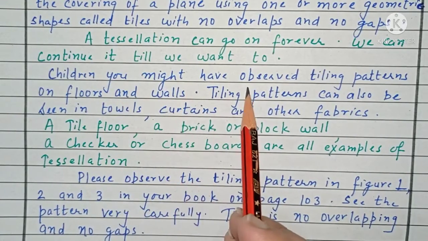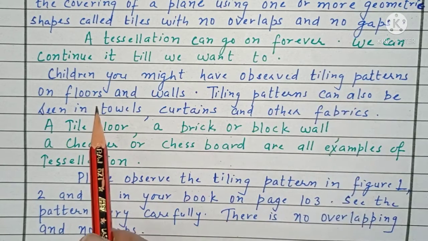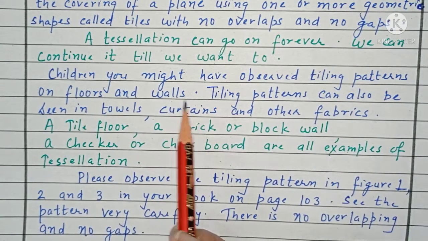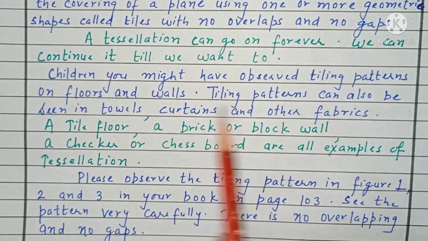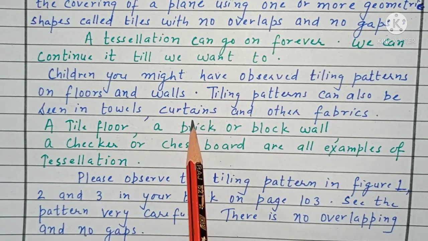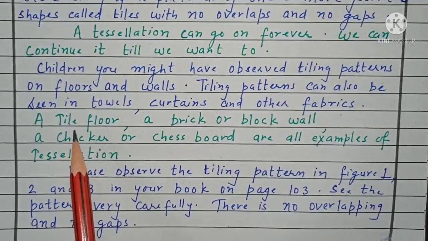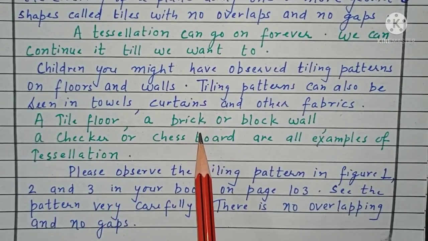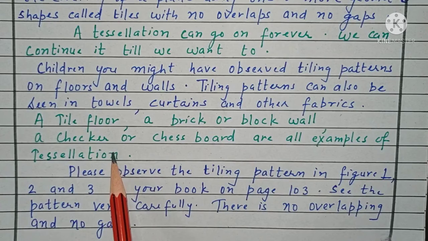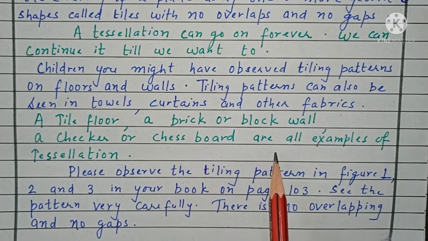Children, you might have observed tiling patterns on floors and walls. Tiling patterns can also be seen in towels, curtains, and other fabrics. A tile floor, a brick or block wall, a checker or chessboard are all examples of tessellation.